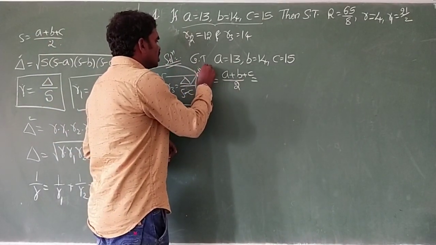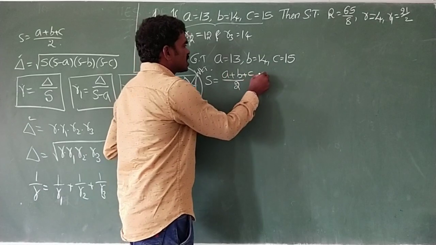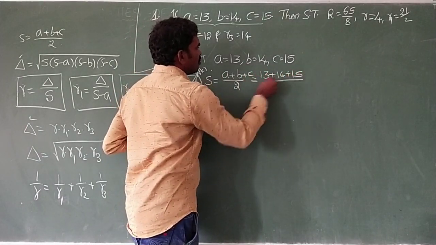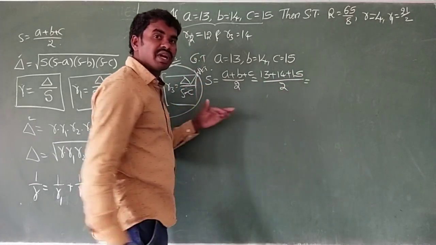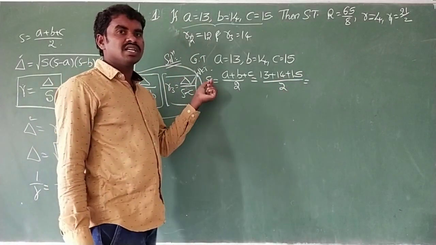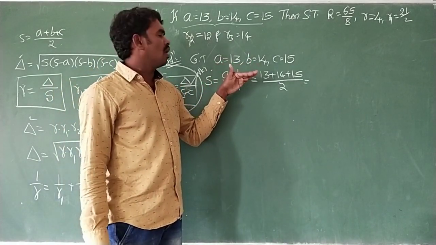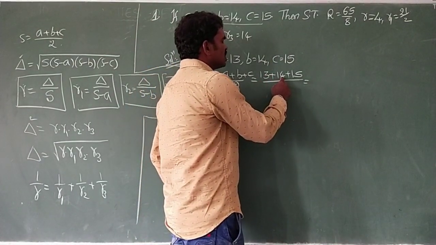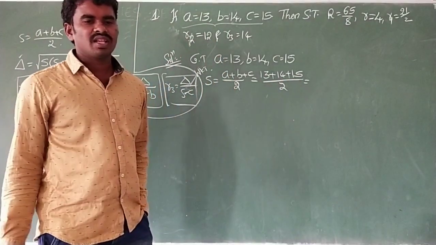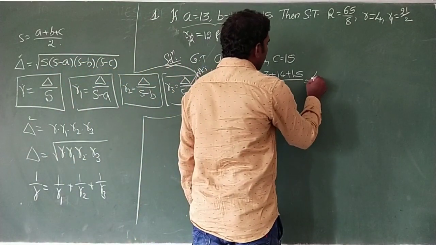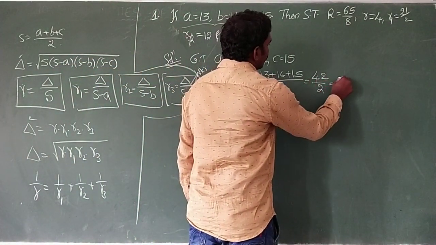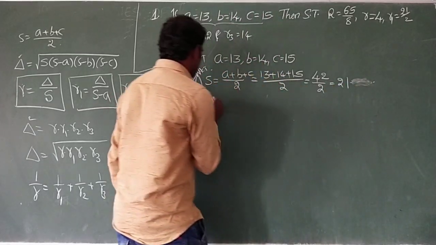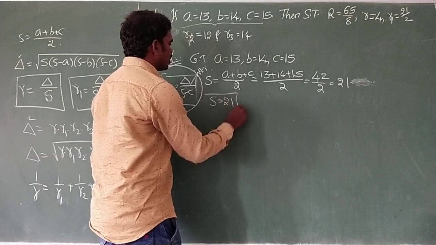So we know that s is equal to (a + b + c)/2, which means (13 + 14 + 15)/2, not by 3, by 2. S means semi perimeter. Semi means half of the perimeter, and half means by 2. That's it. Now how much is it? 13 plus 14 is 27, plus 15 is 42. So 42 by 2 is equal to 21. So s is equal to 21. We got it: 21.